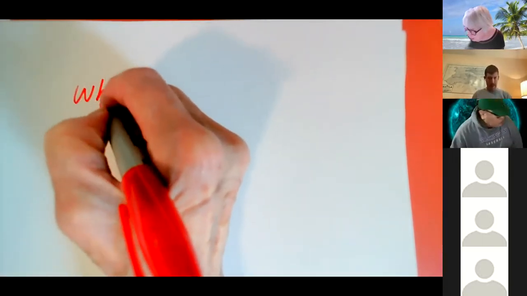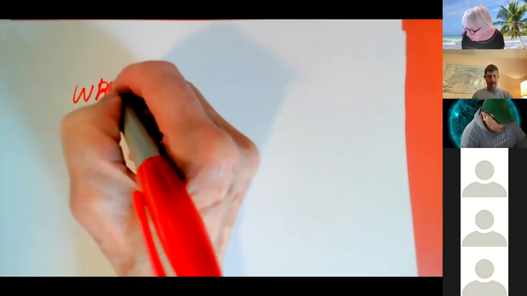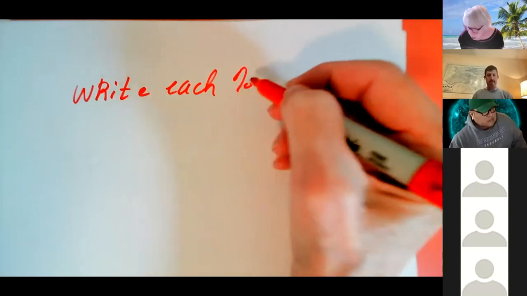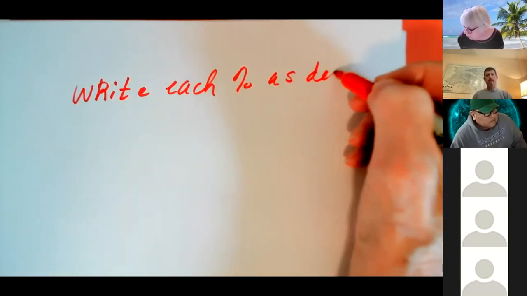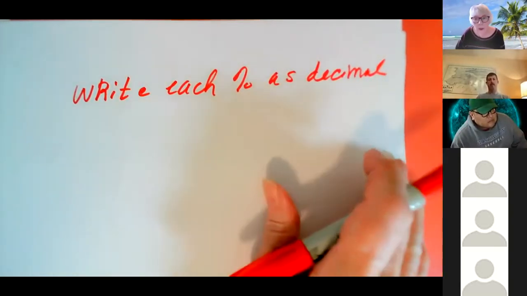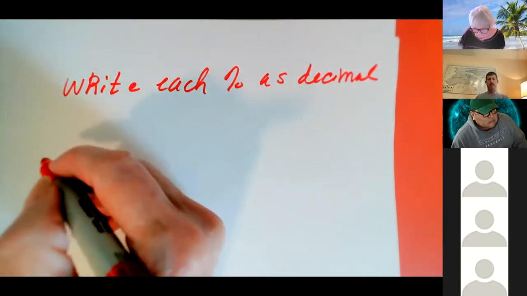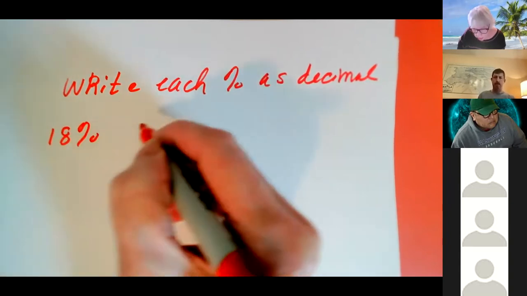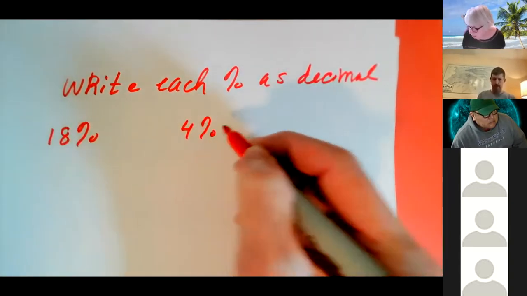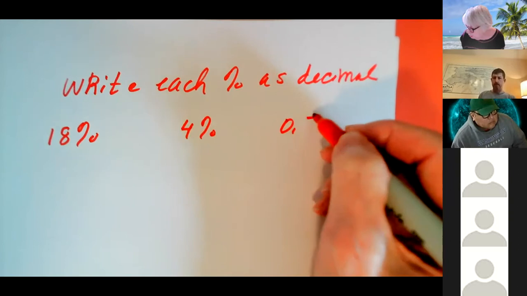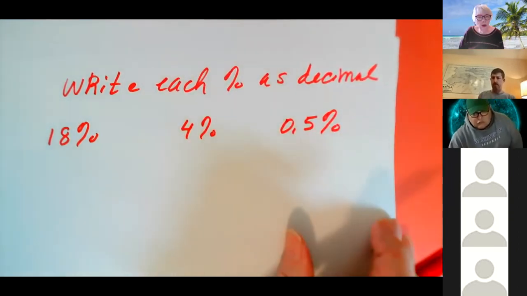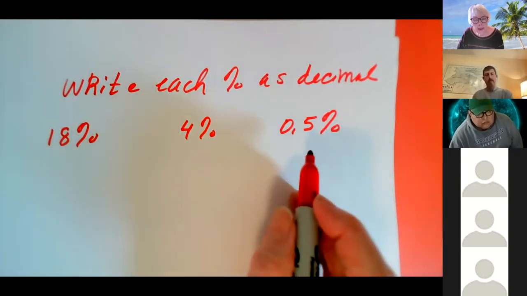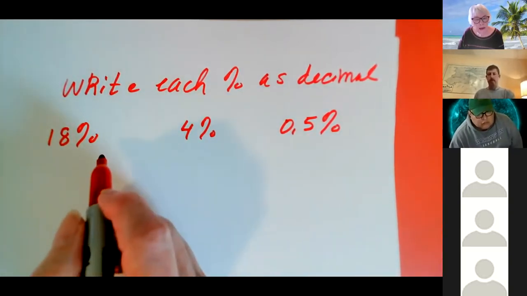So this first one is: write each percent as a decimal. Okay, so that's the instruction. There's a number of problems. The first one is 18%, 4%, and 0.5%. So they all carry the same instruction. These are percents, they need to be decimals. Anybody have an answer for this one?